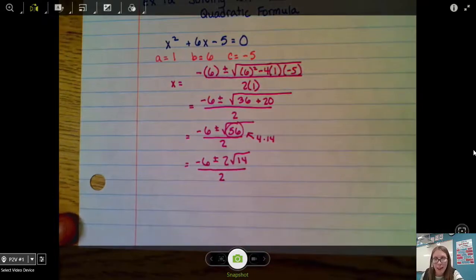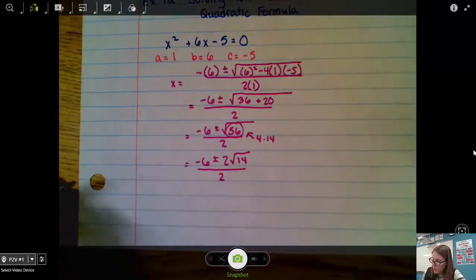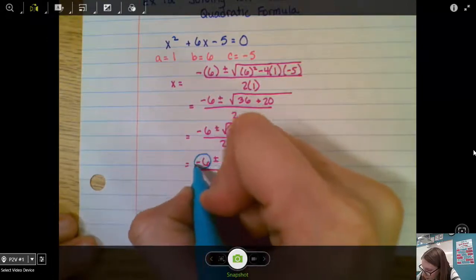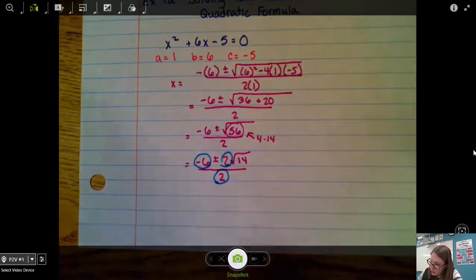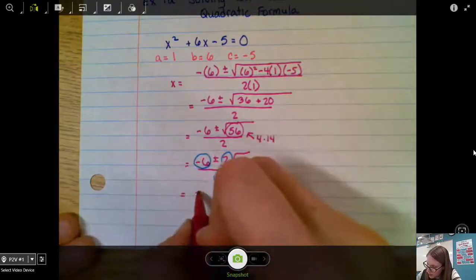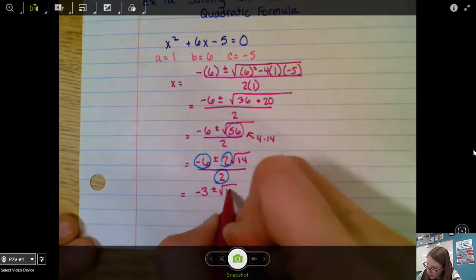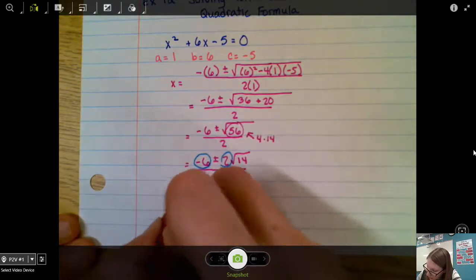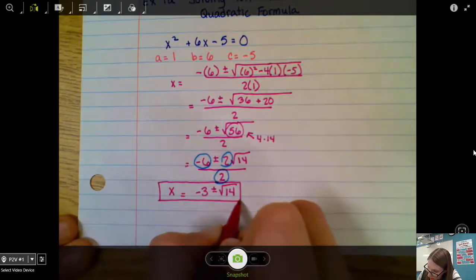over 2. And then my last step to simplify our solution is to notice everything here. I'll circle these in a different color. All of these numbers are divisible by 2, which gives me negative 3 plus or minus 1 square root of 14. And I don't touch what's underneath my radical here. So x equals negative 3 plus or minus the square root of 14 is our solution.